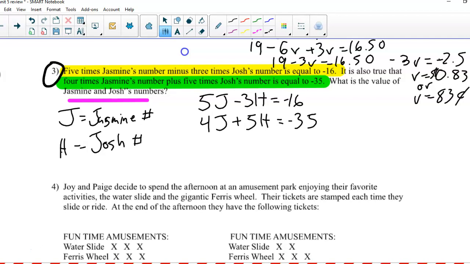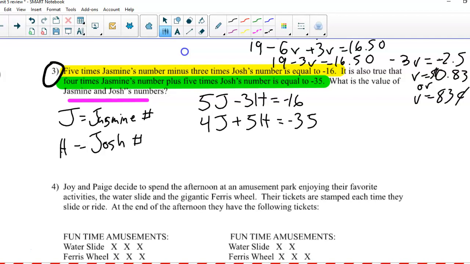So we did substitution, we did a graphing one, we're going to do this one by elimination. So we have to think about how we solve by elimination. One, do we have a variable with the same coefficient? No. So we need to make something with the same coefficient. What do we want to eliminate?